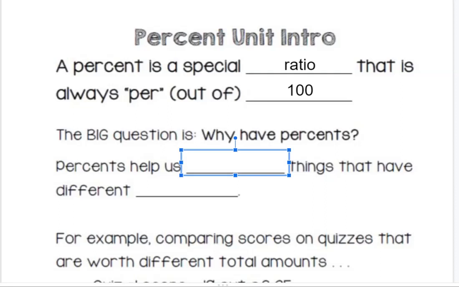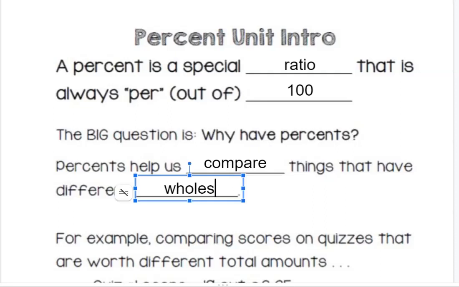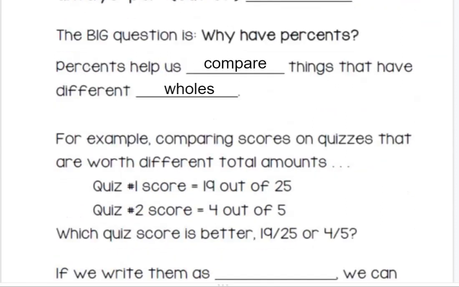A big question we often have is, why would we have percents? Why do we need to have numbers represented this way? Percents are very helpful in helping us to compare numbers or things or relationships that have different wholes, different whole amounts. For example, if I was comparing the scores on a couple of quizzes that were worth a different total amount. For example, quiz number 1, I received a 19 out of 25. Quiz number 2, not as long of a quiz, I got a 4 out of 5.